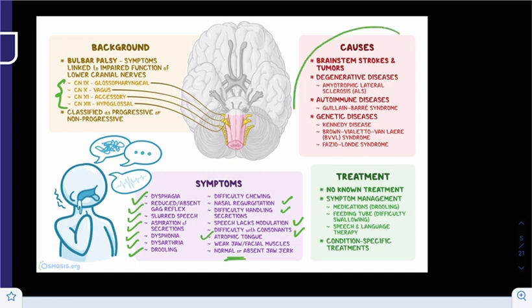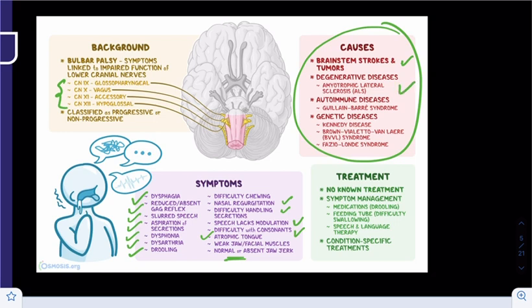Now, what are the etiologies that cause bulbar paralysis? Usually, it is pathology within the brainstem. Either it is a brainstem stroke or tumor, because the cranial nerve nuclei are present within the brainstem. So brainstem pathologies, particularly of the medulla oblongata, will cause bulbar paralysis, which is nothing but lower motor neuron paralysis of the 9th to 12th cranial nerves.